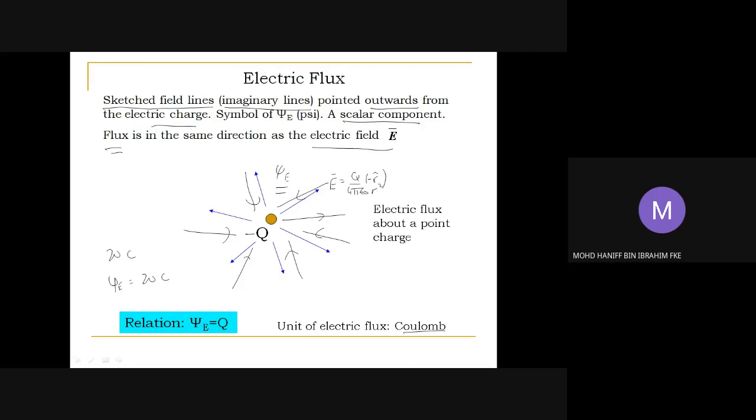So I repeat again, the flux magnitude should be equal to the charge amount. For instance, if you have a charge Q of 20 Coulomb, your flux amount will also be 20 Coulomb. And that's why the unit for electric flux is similar to the charge unit, which is Coulomb. So this is a brief discussion about the flux and its relationship with the charge.